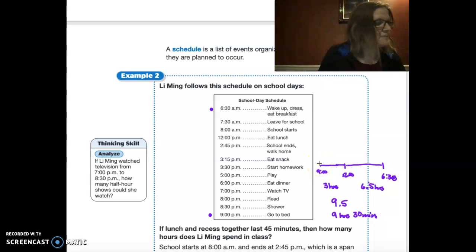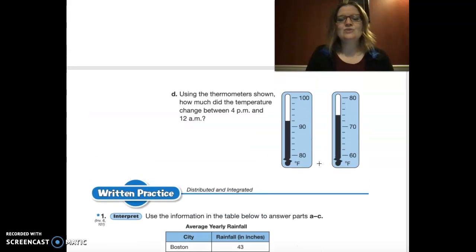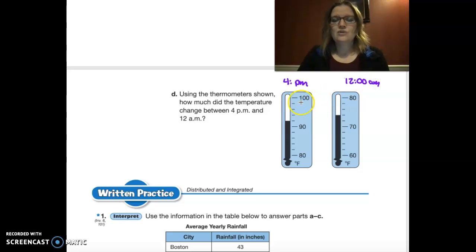Our next question involves right here, and it says, using the temperatures shown, how much did the temperature change between 4 p.m. and 12 a.m.? So we're going to assume that this is 4 p.m., okay? And we're going to assume that this is 12 a.m.